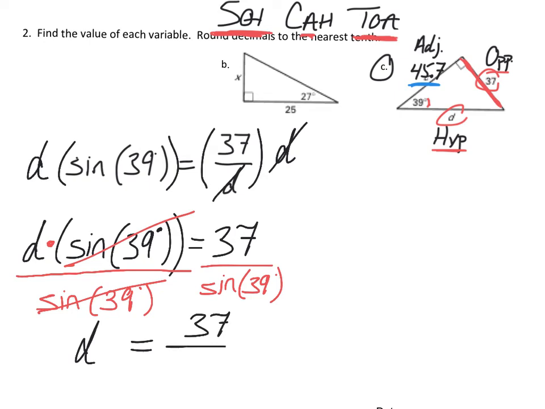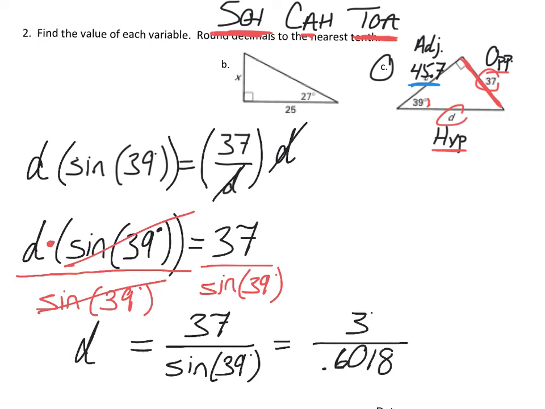So this is what I need to plug into my calculator. We could do the same thing we did last time, which was to change that to a decimal. Sine of 39 degrees is going to be equal to 0.6018, and my numerator still is 37. Before I hit enter on the calculator, my expectation is that d is going to be greater than 37 and 45.7, because d is the hypotenuse in this triangle. So let's see what we get. I end up with 61.5, which is indeed greater than my other two sides.